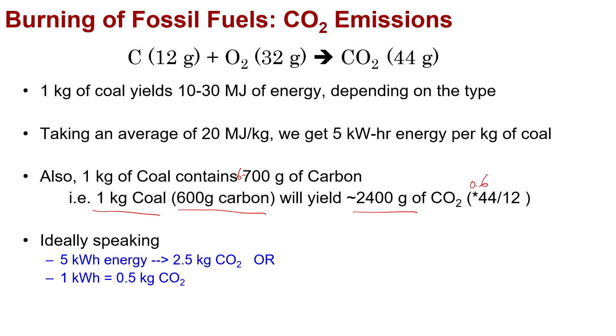Now ideally speaking, 5 kilowatt hours of energy should mean about 2.5 kilograms of CO2, or for 1 kilowatt hour, which means 1 unit of electricity, about half a kg of CO2. But there are some other losses and factors. As a result, this number tends to be a little higher. So, practically speaking, 1 unit of electricity will give you more than 0.5 kg of CO2.